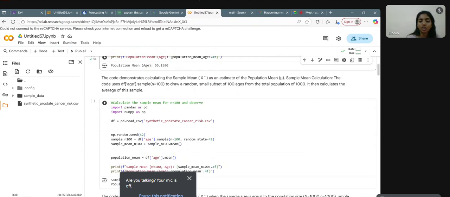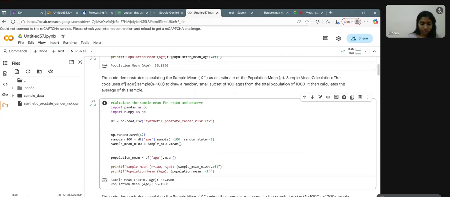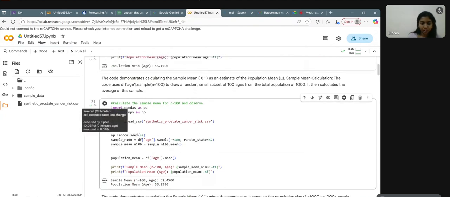Next question, calculate the sample mean for n equal to 100 and observe. The code demonstrates calculating the sample mean as an estimate for the population mean. The code uses df_h.sample to draw a random small subset of 100 ages from the total population of 1000. Then it calculates the average of the sample. Let me run this code. See here, sample mean of n equal to 100 ages is 52.45 something. Population mean of age is 55.